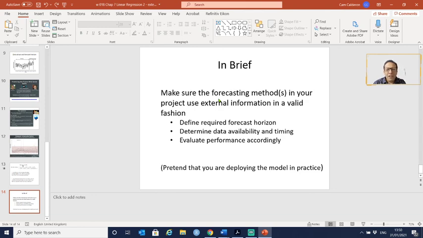Okay, so in brief, make sure that the forecasting methods in your project use external information in a valid fashion. You must define the required forecasting horizon. You need to determine data availability and timing and evaluate performance accordingly.